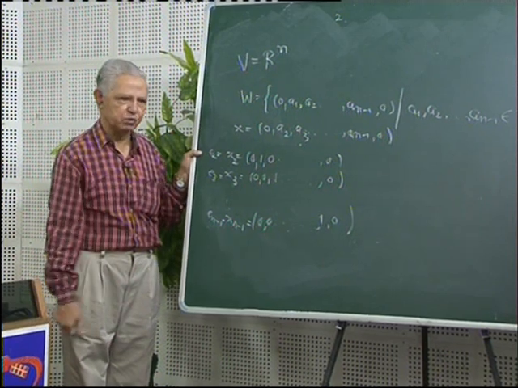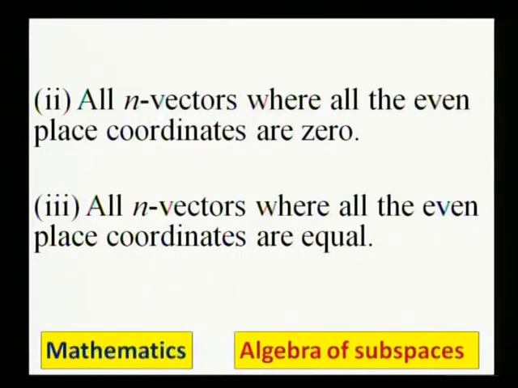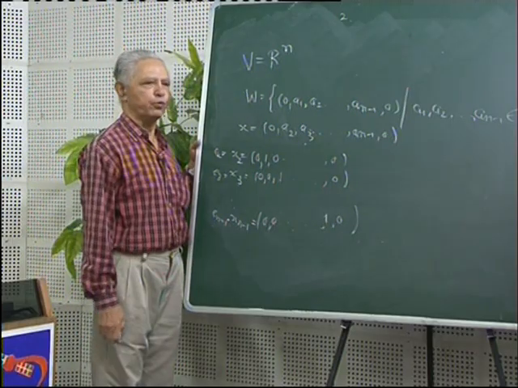Now, we have some more examples, let us see them on the screen. All n-vectors where all the odd place coordinates are 0, all n-vectors where all the even place coordinates are equal. This I now leave to you. First verify this example for n equal to 3 and 4, and then generalize for n. Thank you.